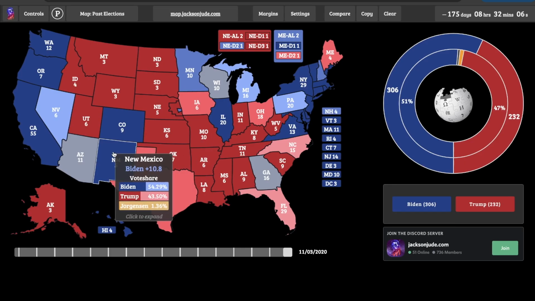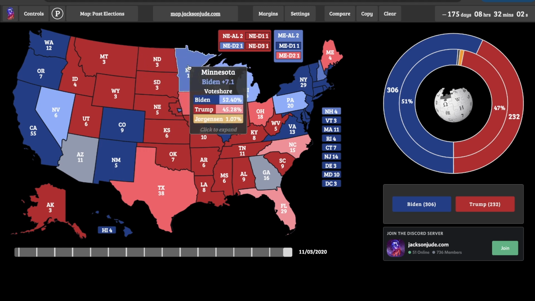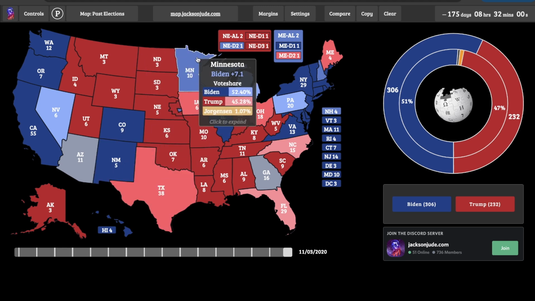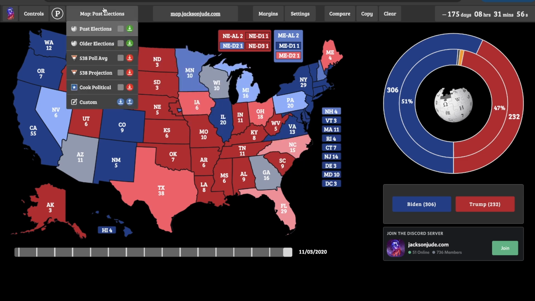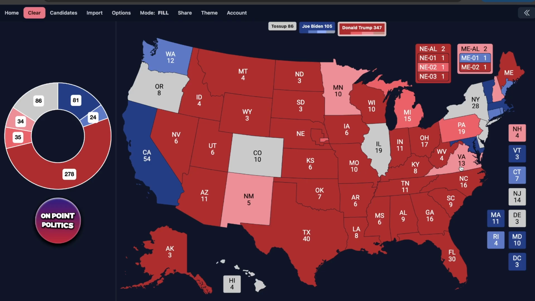Like, he'd have pretty easy victories, and these would be massive shifts from 2020. You could see Biden plus 10.8 in New Mexico, plus 7.1 for Biden in Minnesota. Virginia was a 10-point victory for Biden in 2020. So those would be massive shifts to the right.